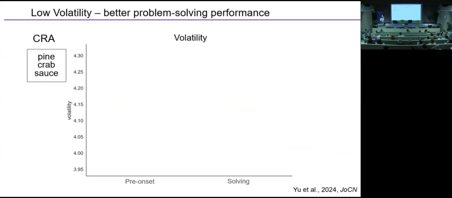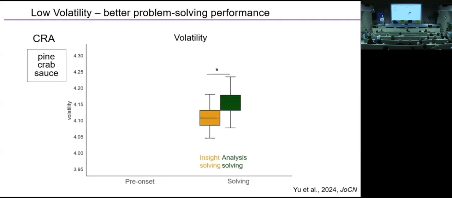We then grouped those trials based on the outcome. So does a person solve the problem or not? And if they solve the problem, how do they solve it? And then we looked at the volatility during the solving period and compared that across the different types of trials. It turns out that if a brain had a lower volatility during the solving period, the participant is more likely to solve the problem with insight, those aha moments, compared to solving with analysis.